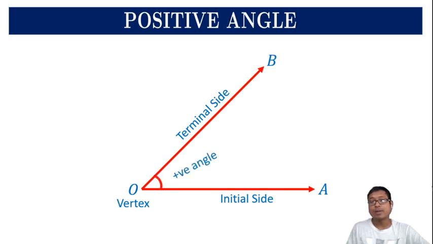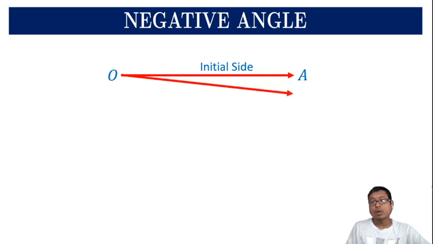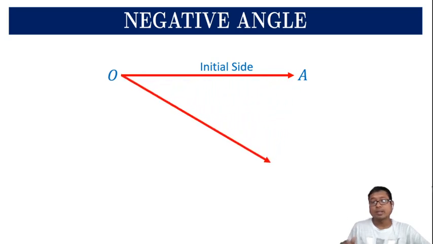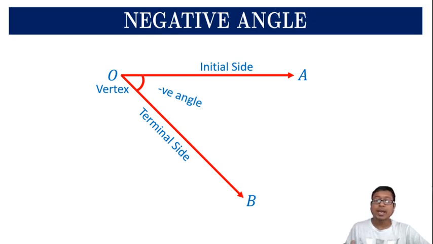The same way we can define negative angle also. The initial side now rotates in clockwise direction. As you can see, already I said that position is known as the terminal side and O is the vertex. Then the angle so created at the vertex is known as the negative angle. Let me revise once again that when the angle is created in clockwise direction, it is negative angle. When the angle is created in the anti-clockwise direction, it is the positive angle.